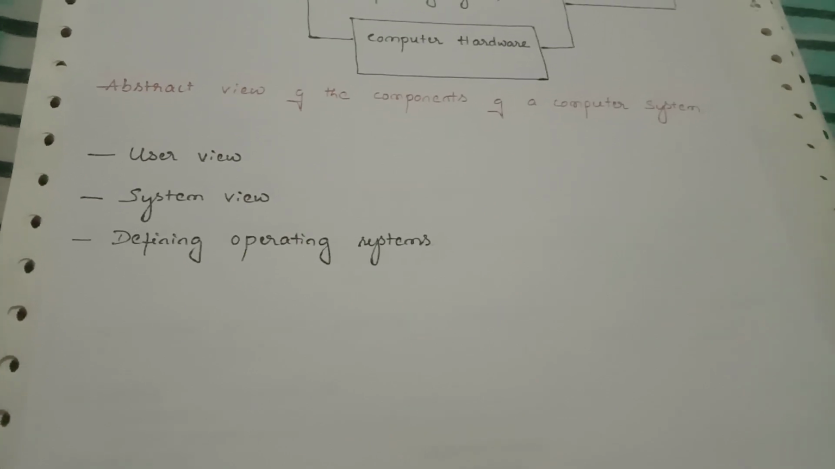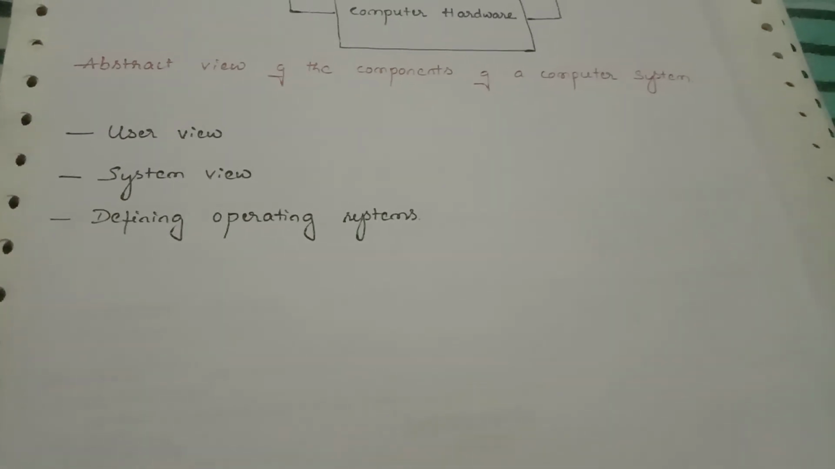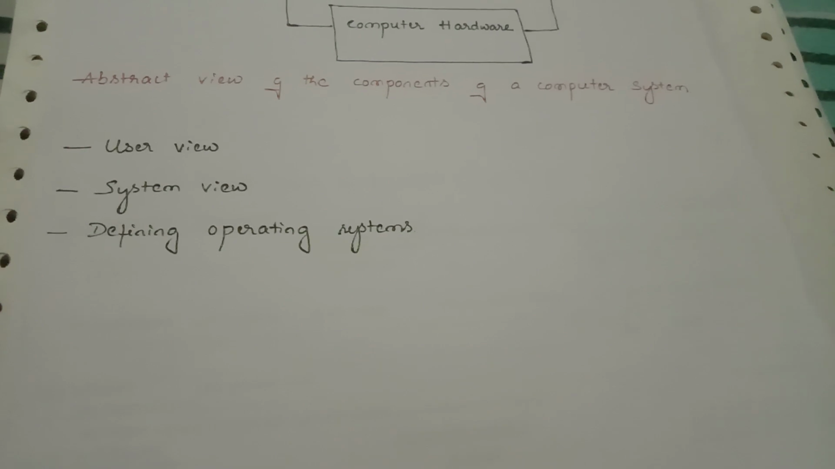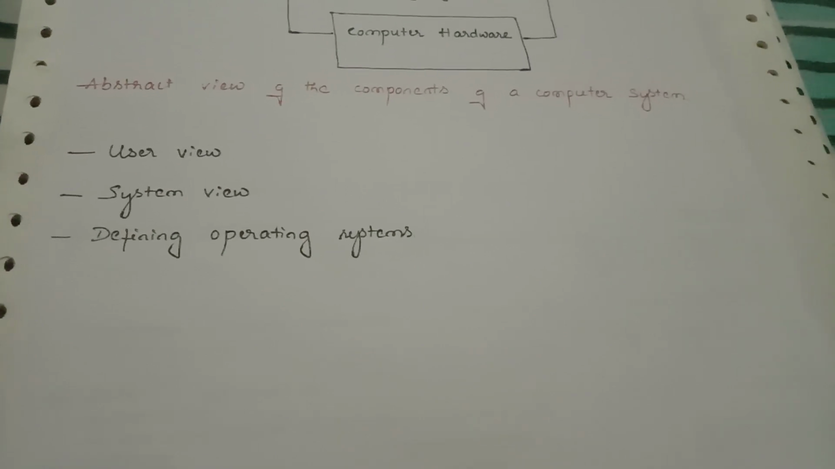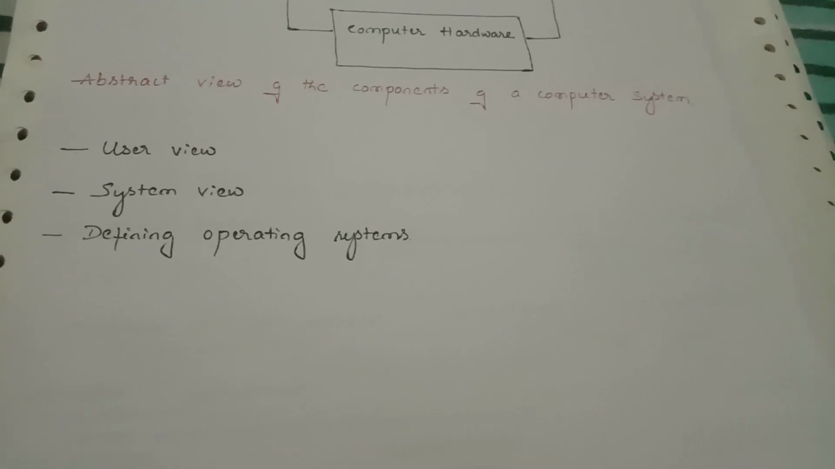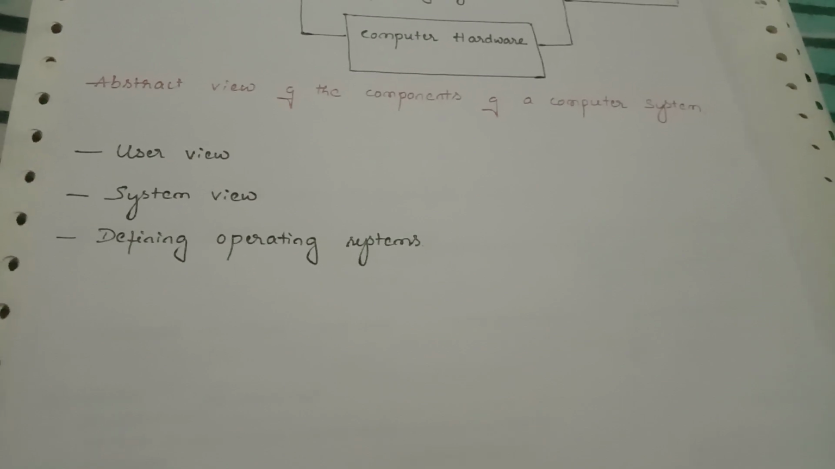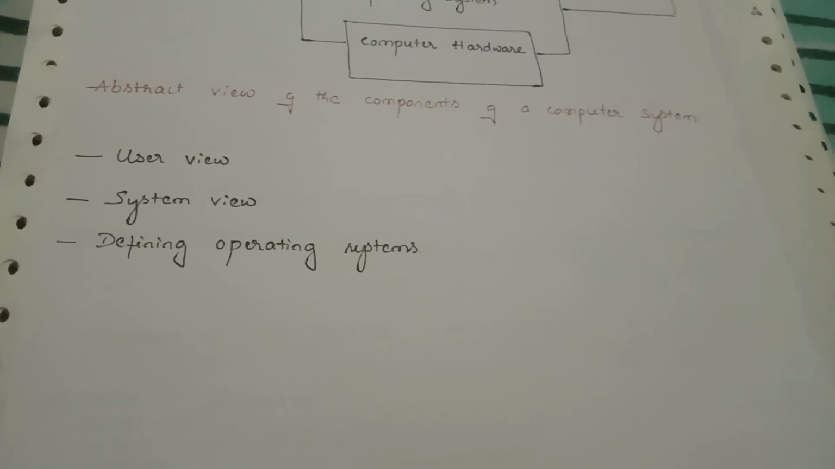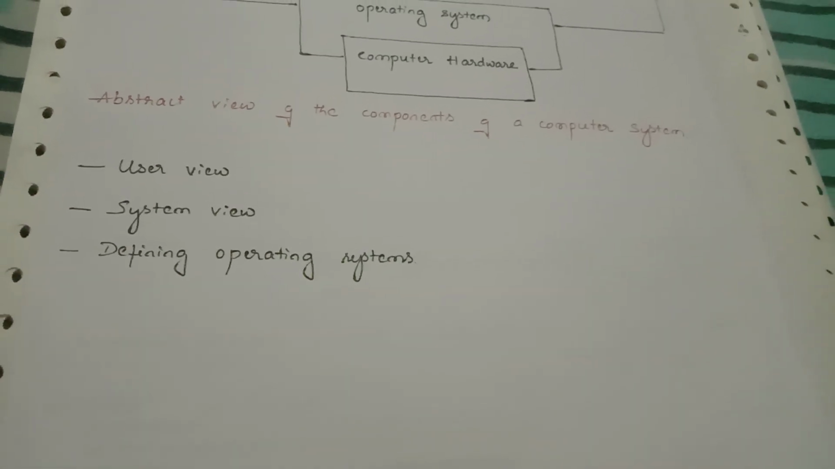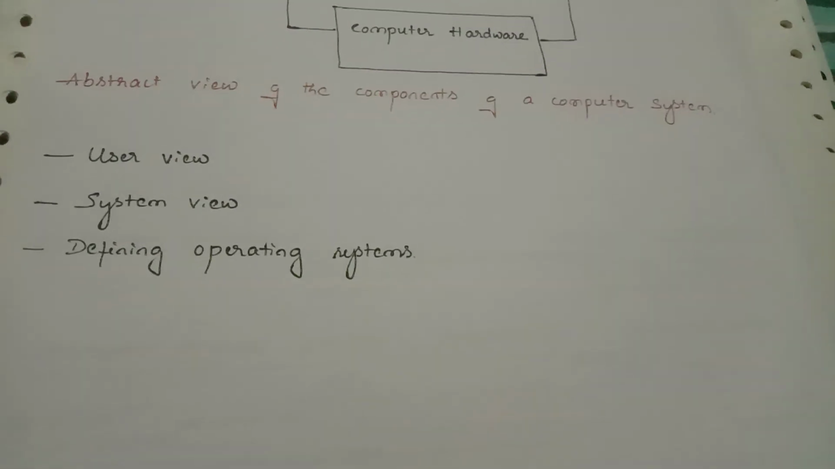So from the user point of view, the operating system helps with the ease of use of a computer system, and it provides performance and resource utilization. But from the system point of view, we can say that it is the one in operation that controls the IO devices, and it is a control program as well as a resource allocator.